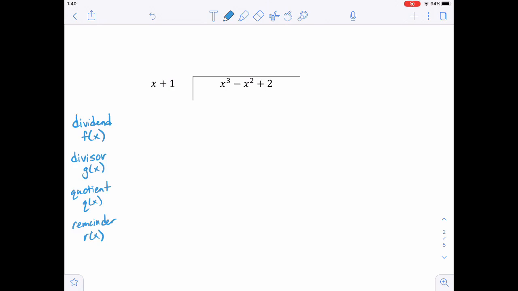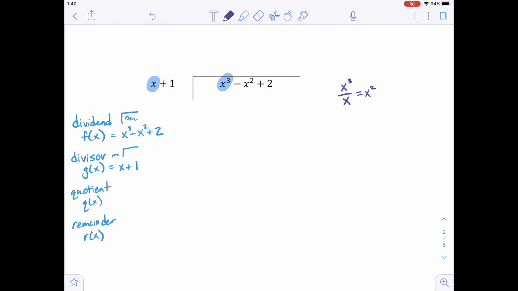We can already identify our dividend and our divisor. Dividend is inside here. Our divisor is outside. So our dividend is x cubed minus x squared plus 2. So we're dividing x cubed minus x squared plus 2 by something. That something is what's on the outside. It is x plus 1. All right, so let's go through the motions. We're going to look at our first terms and our first terms only. X cubed and x. We got to decide how many times does x go into x cubed?